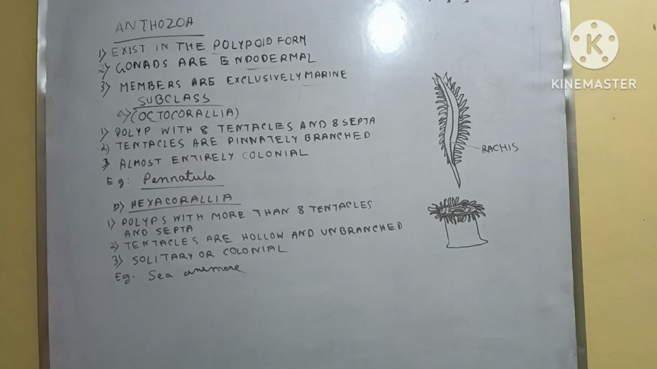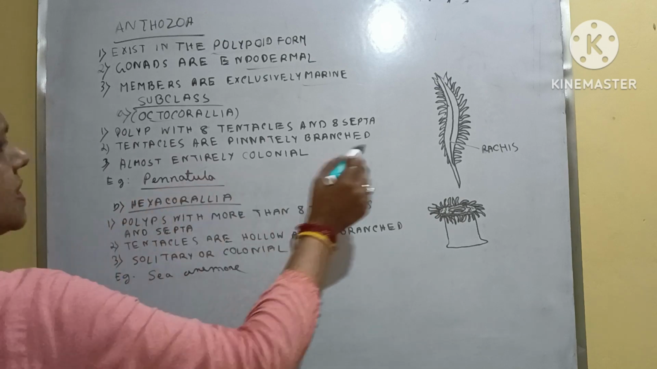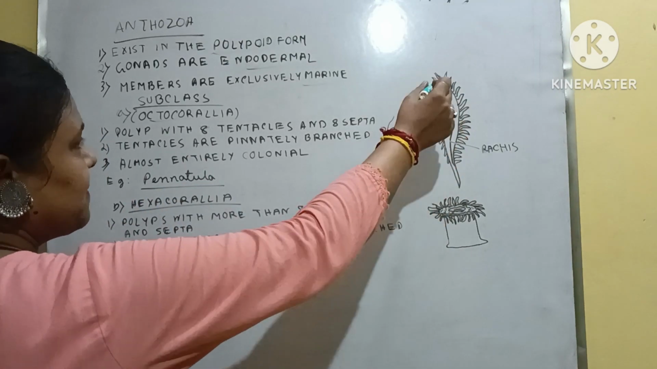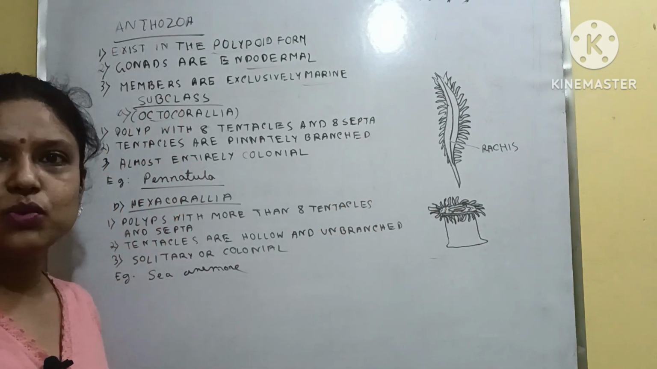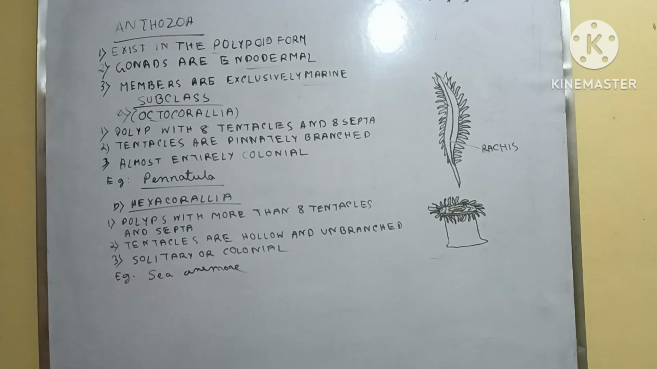The Octocoralia example is the Pennatula. This is the rough structure of the Pennatula. And another is the Hexacoralia. The example is the sea anemone. Okay. So obviously these are rough structures, and you can see the actual structure in the book.